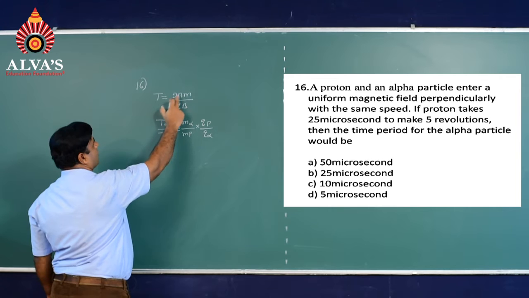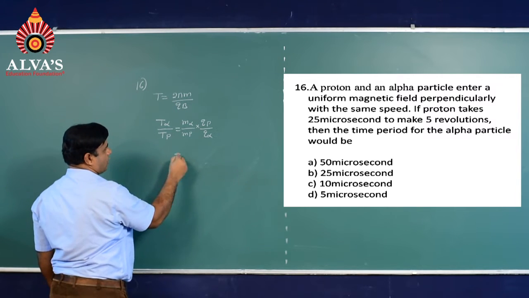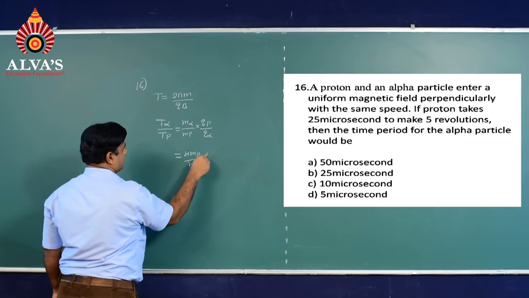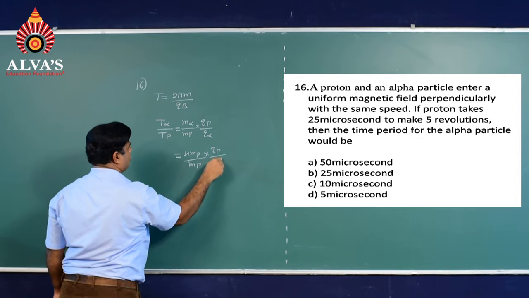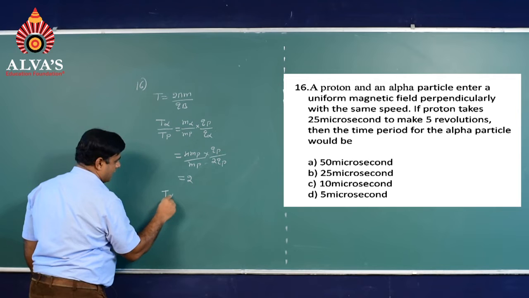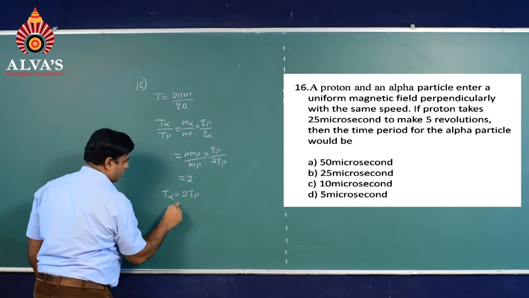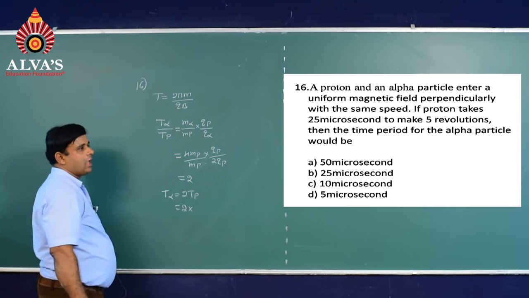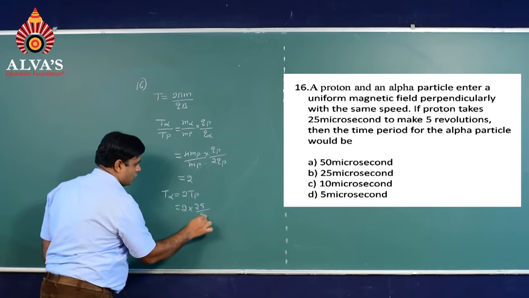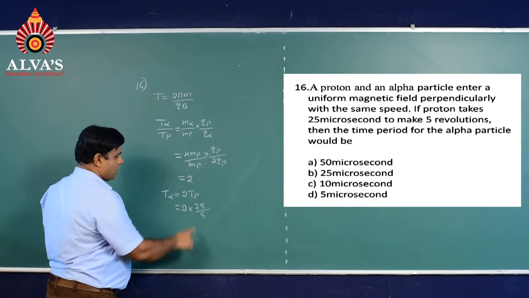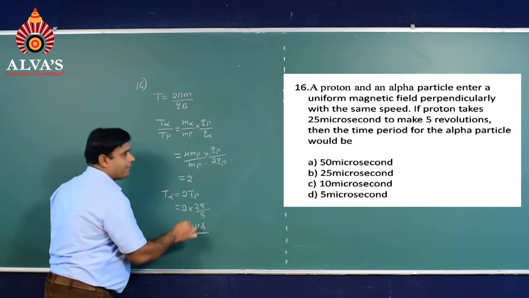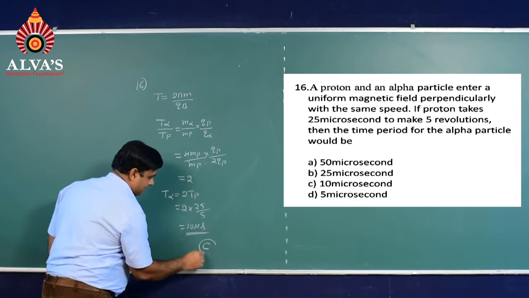Since B and 2 pi are constant, T is proportional to m by q. Mass of alpha is 4 times that of the proton, and charge of alpha is 2 times that of the proton, which gives a ratio of 2. So, T alpha is 2 times the period of the proton. Period is the total time taken divided by the number of revolutions, which is 25 microseconds divided by 5 revolutions. 25 by 5 is 5, and 5 into 2 is 10. So, the answer should be 10 microseconds, option C.